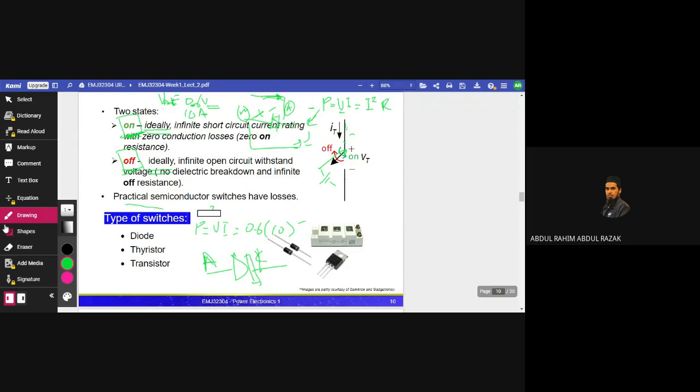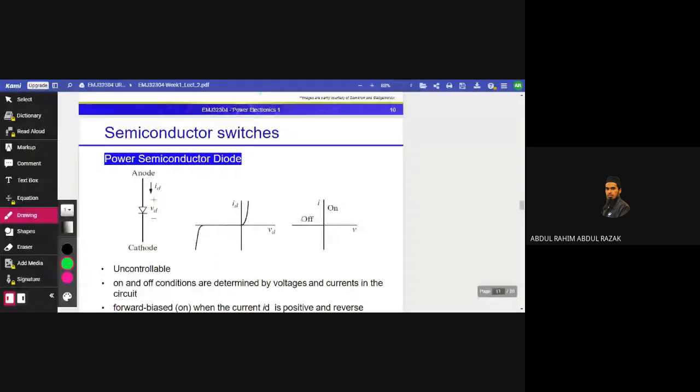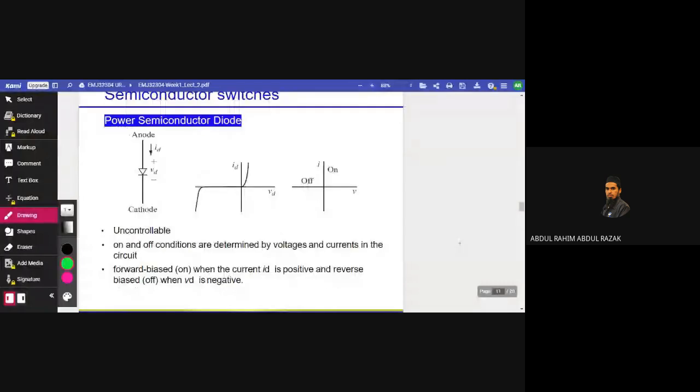But later, when we go into the protection of the device, we shall consider the switch as a practical switch, no more ideal. For the time being, for simulation, we shall consider that the circuit is totally ideal. When it's on, it is on, and this is the graph. It can conduct the highest possible current without any voltage drop. We have a voltage drop for a practical switch, but for ideal, the drop is zero.